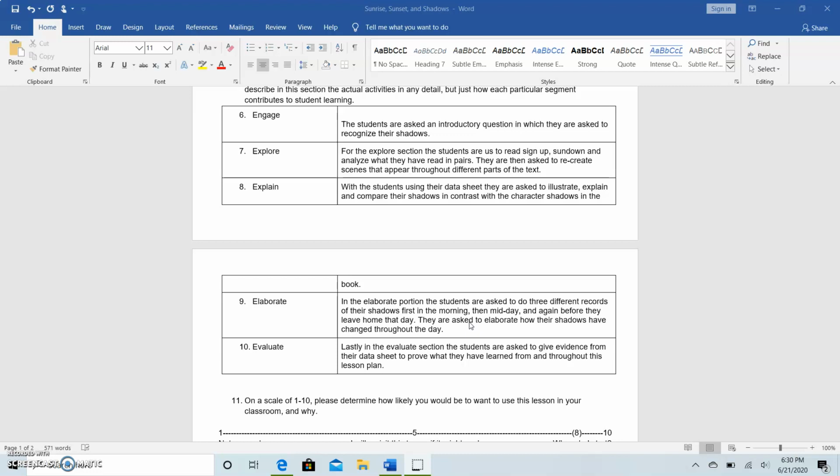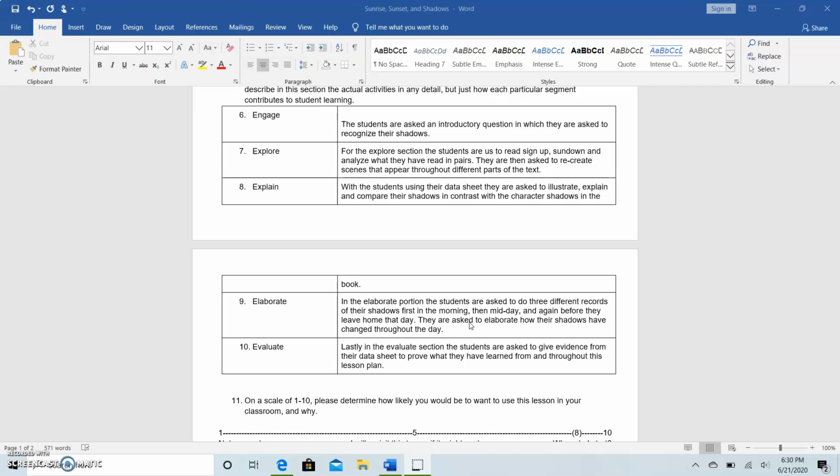For Elaborate, the students are going to do the 3 different records of their shadows, so first in the morning and then the midday and then the late afternoon. And I want them to go in front of the classroom and elaborate on it. So what did they notice about their shadow, or what did their partner's shadow do as well as theirs? So kind of comparing that as well.